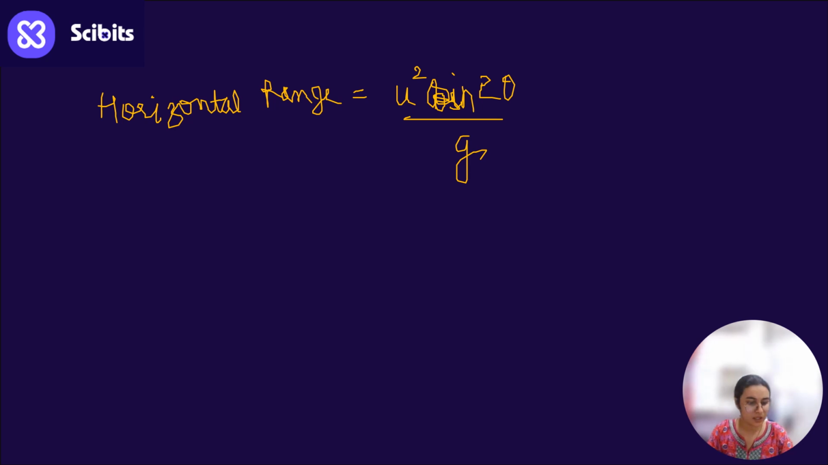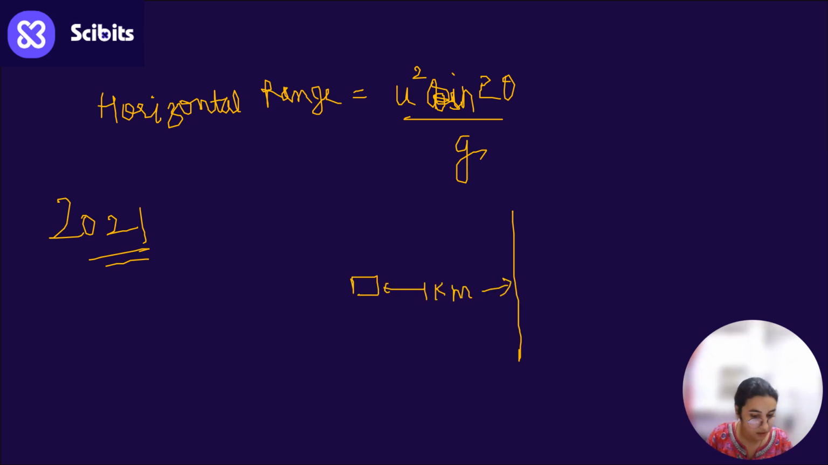Okay, let me tell you a question that was asked in 2021. A stationary enemy ship is docked in the sea at a distance of 1 kilometer from the coastline. So let's say this is the coastline and the ship is 1 kilometer away from the coastline. A gun located at sea level on the coastline can fire a projectile at a velocity of 120 meters per second.